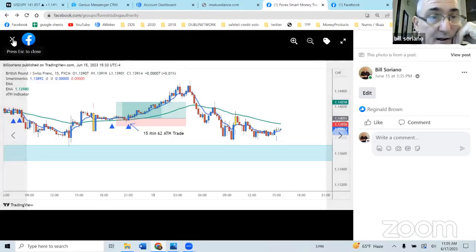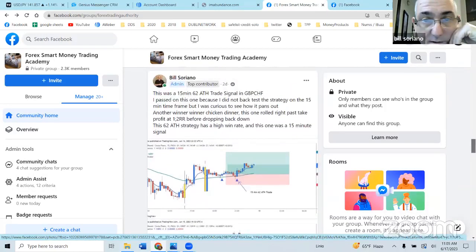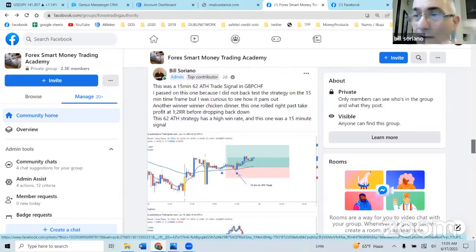So that was a trade in GBP CHF, and that was on the 15-minute.